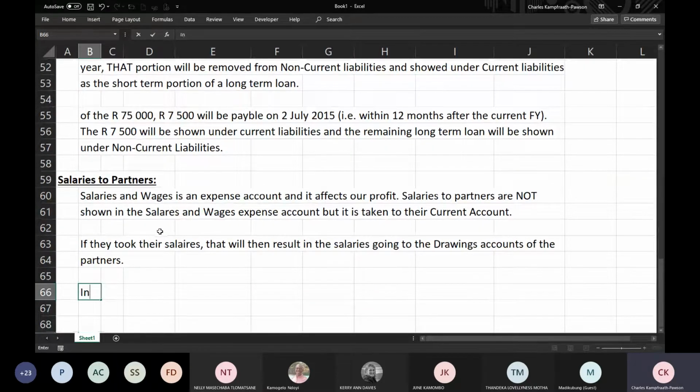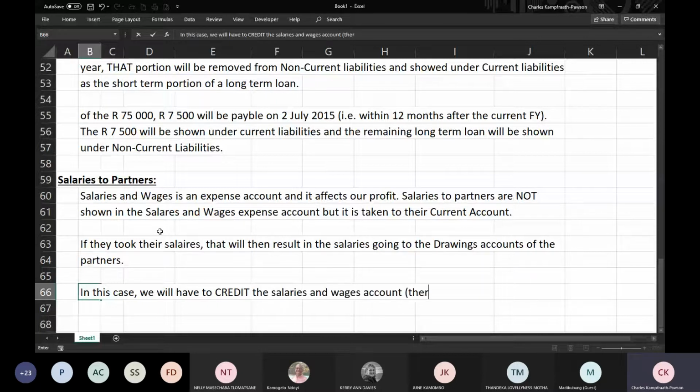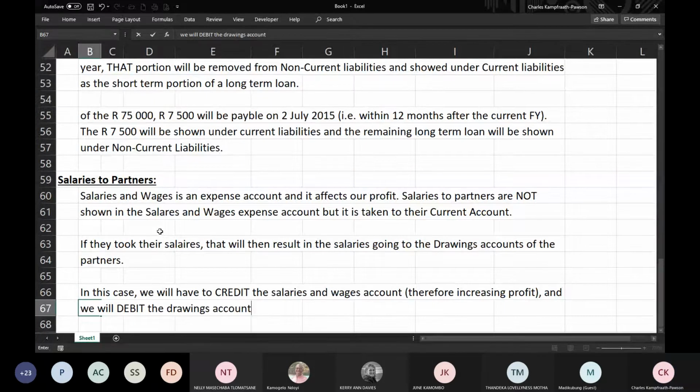So in this case, we will have to credit the salaries and wages account, therefore increasing profit because we are reducing an expense, and we will debit the drawings account, because every debit must have a credit and every credit must have a debit.